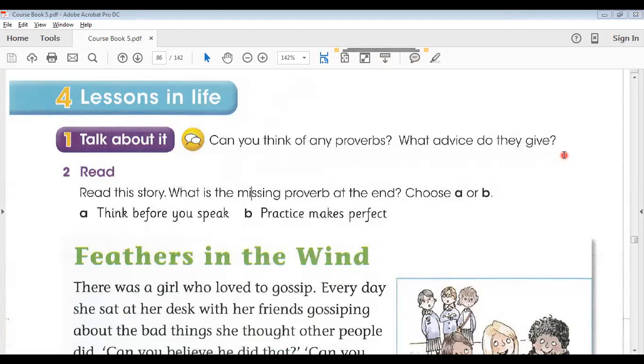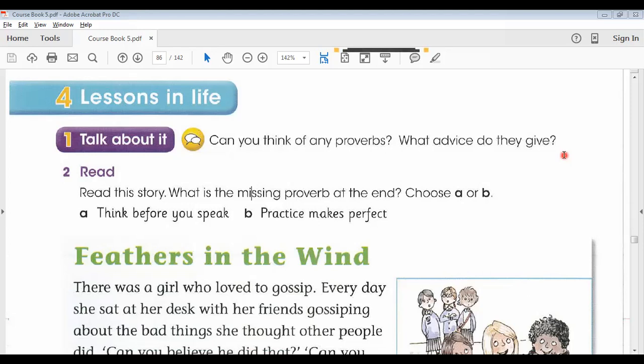Some of the students discussed and shared different proverbs like time is money, practice makes perfect, never give up, and honesty is the best policy. Nothing is impossible. Impossible is possible. So these are some of the proverbs that they discussed, and I asked them to tell me the advice in it. So they discussed the advice as well. The message in that proverb, you can say in simple words.